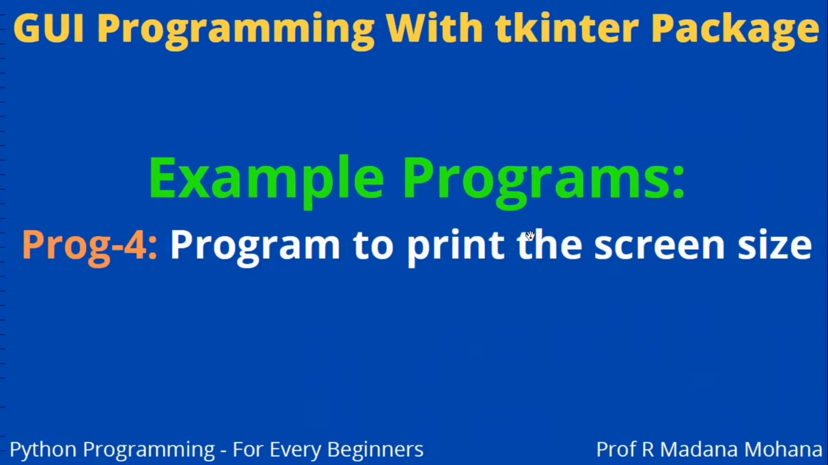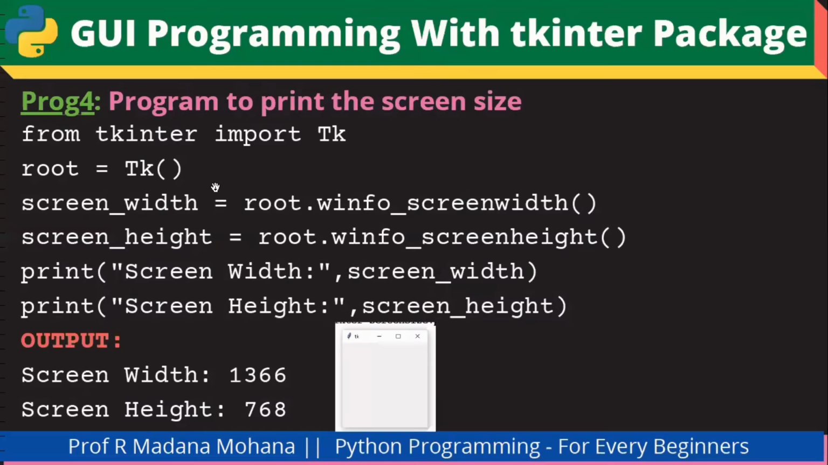Then coming to the next program, to print the screen size. So you want to print the tkinter window size with your customized size. Here you can see the code for this. First, as usual, Tk can be imported from tkinter: from tkinter import Tk, root equal to Tk.